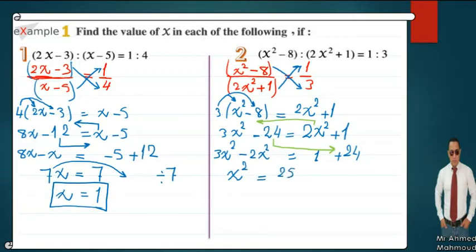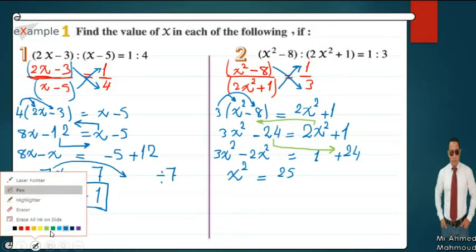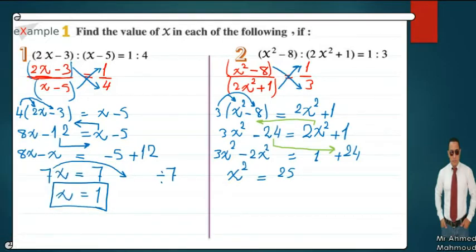25. Don't forget, if we have x² and I need to cancel x², then I will take the square root of both sides like this and complete the equation. x equals, don't forget to write negative or positive, root 25, which is 5. Then x here equals negative or positive 5. The next example.